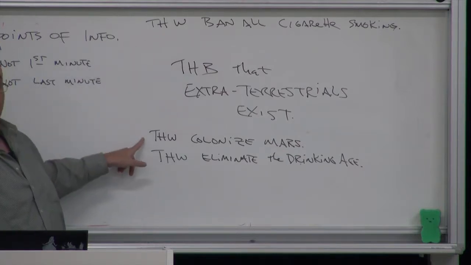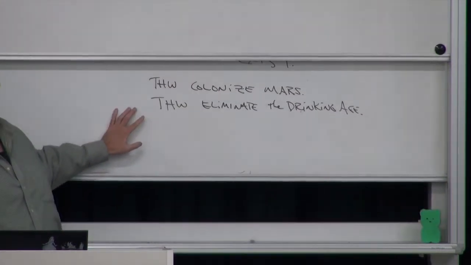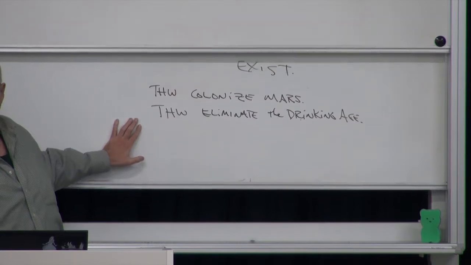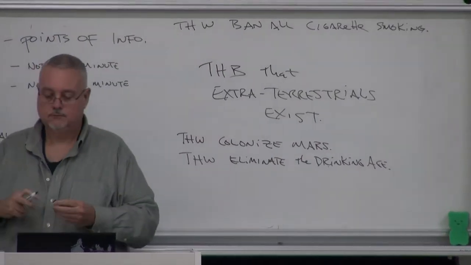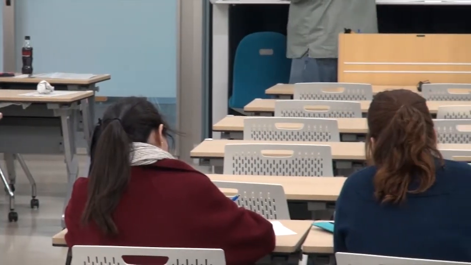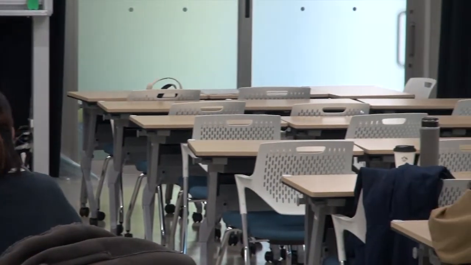You will do this House will colonize Mars. Okay, and then you will be this House would eliminate the drinking age. And in the back, the motion is this House would impeach Trump.